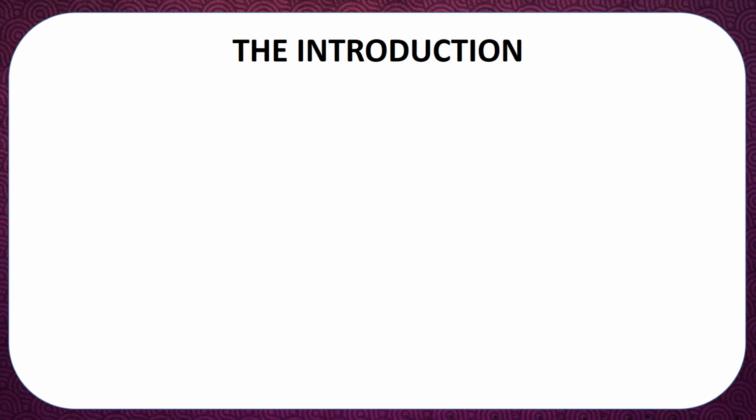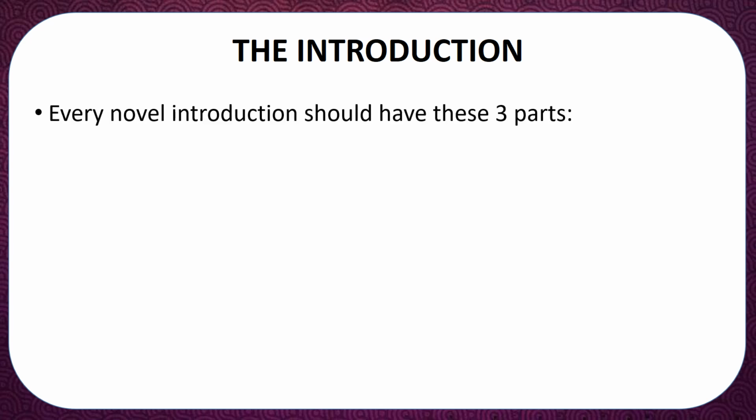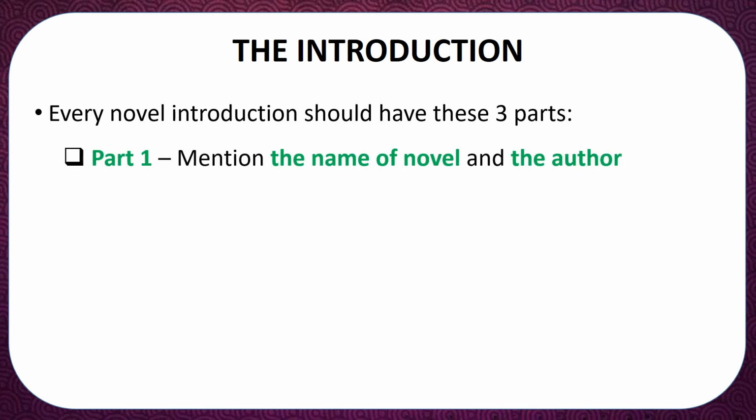So how do we write a good introduction? Well, a good introduction should have 3 parts. What are they? Part 1 is mentioning the name of the novel as well as the author. So you should start your novel answer by writing the novel I have read is Dear Mr. Kilmer by Anne Schraff. Or if you answer Captain Nobody, then the novel I have read is Captain Nobody by Dean Pitchfork. And if you answer Sing to the Dawn, the novel I have read is Sing to the Dawn by Min Fang Ho.